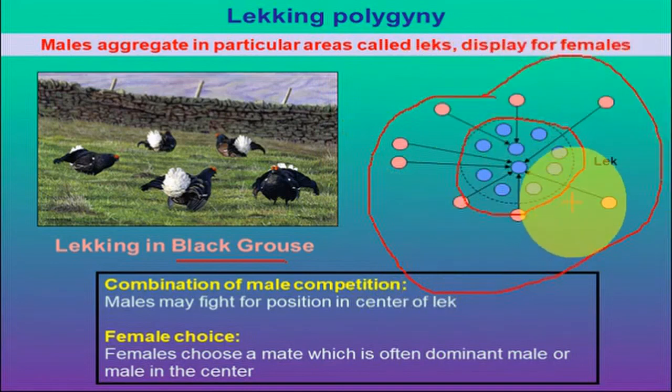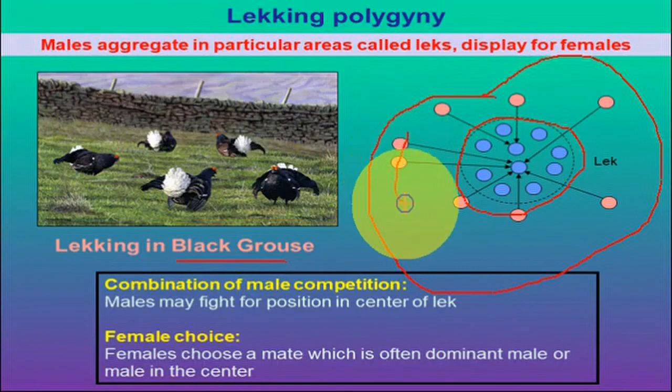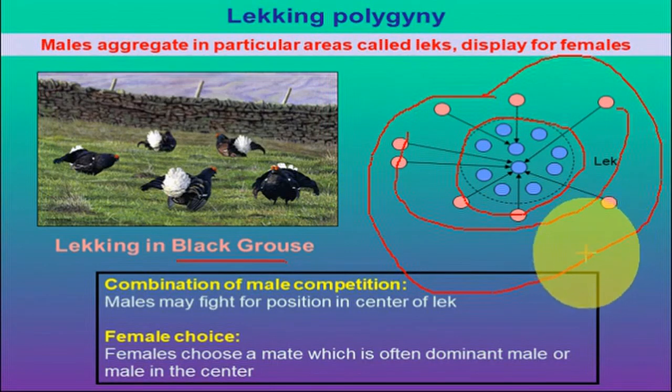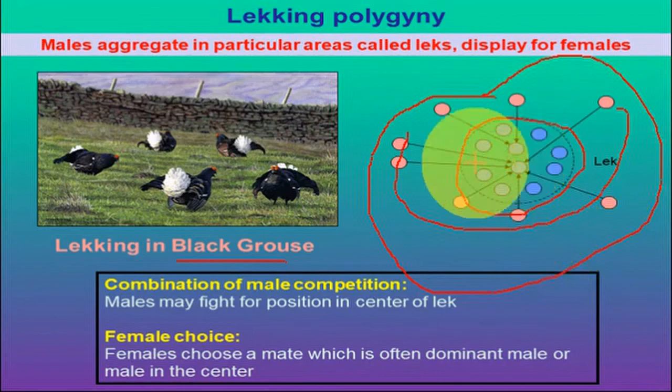The first best male will be chosen by the best female, and that way it goes in an order. And say for example, sometimes it happens that the first best male may be chosen by a number of females. It is lekking polygyny. And then the remaining females may go for the next best one. This is how they maintain the polygyny nature.